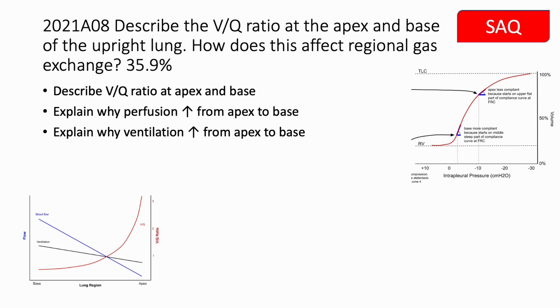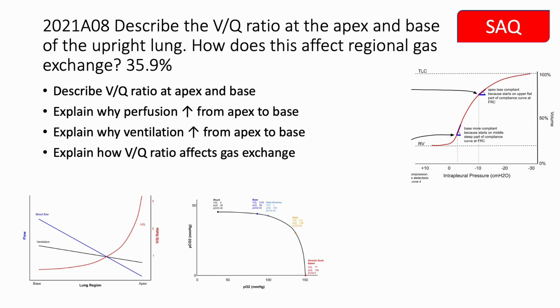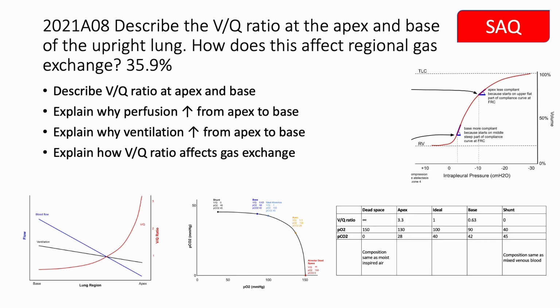The second part asks us how does this affect regional gas exchange? So we would go on to talk about the balance of the rate of inflow of a gas versus the rate of outflow and how this affects its alveolar concentration. So we would draw this diagram to illustrate the relationship between VQ ratio and alveolar gas composition, or alternatively you could do it in a tabular format, but there would be no point in doing both because you would then just be duplicating information. At this point, we have already reached a 4 out of 5 standard.